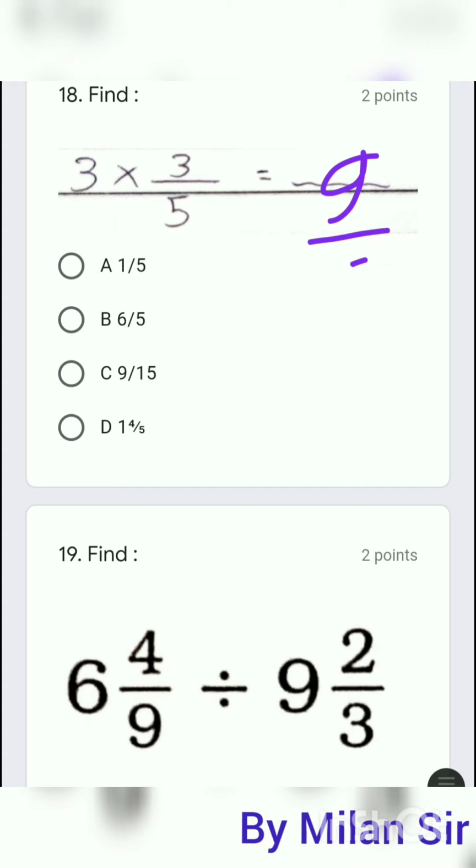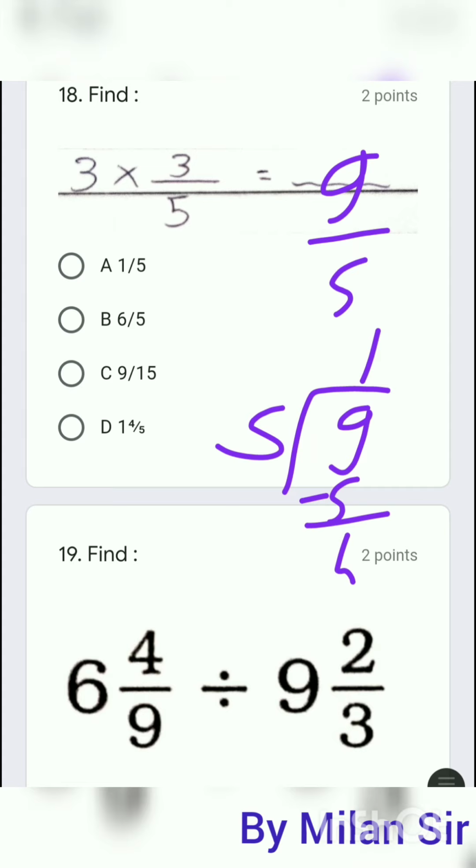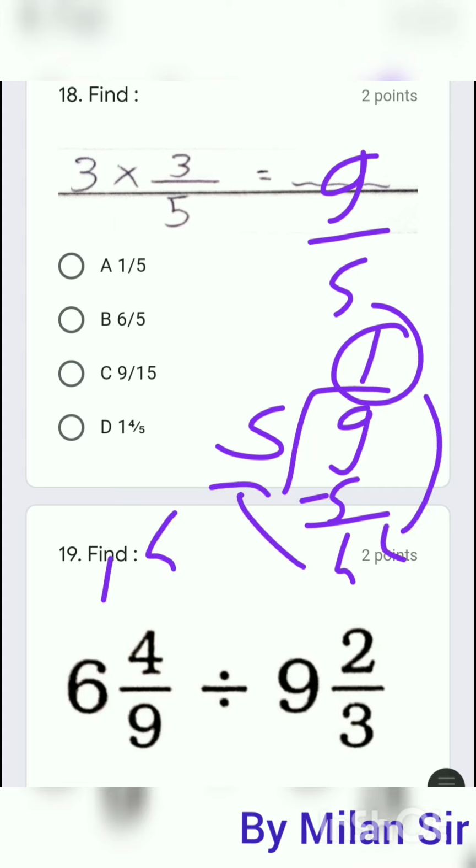Okay, 9 by 5. But this is an improper fraction, so we can convert it into a mixed fraction. So 9 by 5: 5 1s are 5, remainder 4. So this 1 we need to write here, after that this 4, after that this 5. So 1 integer 4 by 5. So option D is correct. Okay, 1 integer 4 by 5, so here our option D is correct.